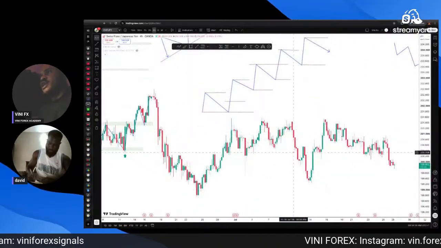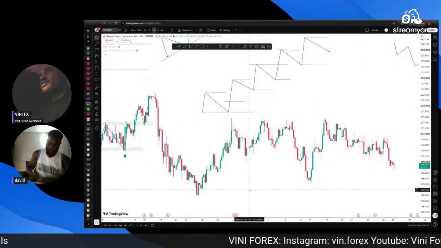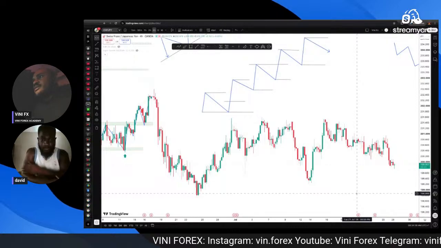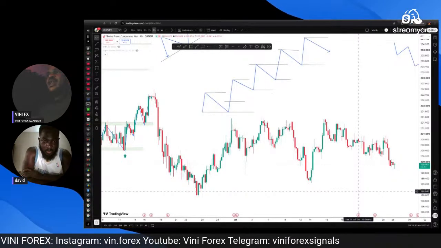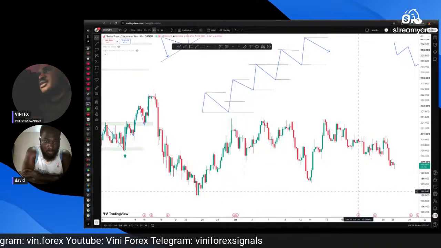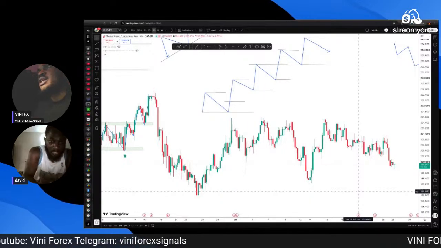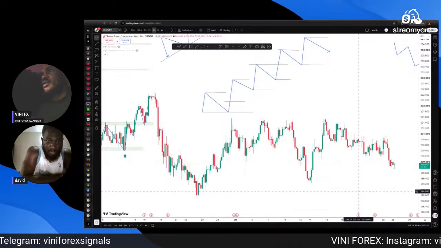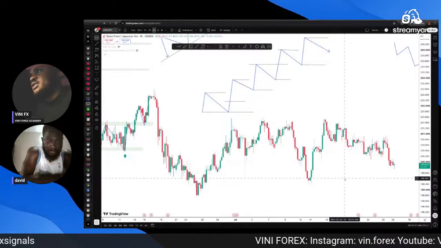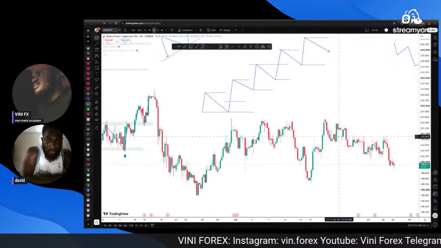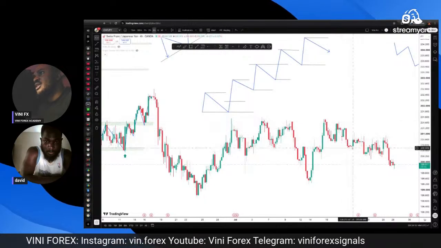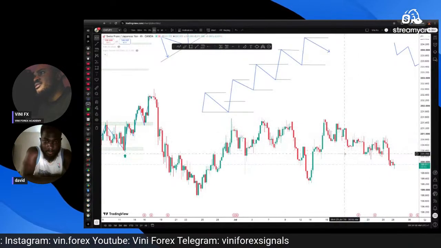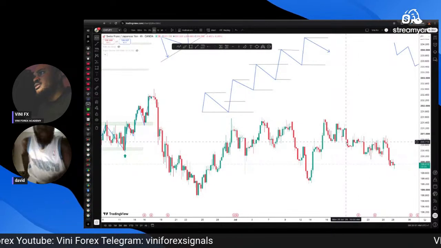Can you spot an equal high right here on this chart? Do you see any equal high? I'm seeing a clear example of an equal high on this chart. Do you see it or not? If you don't see it, say no. If you see it, say yes. Yes, I can. Where is it? Is it here? Is it around here?